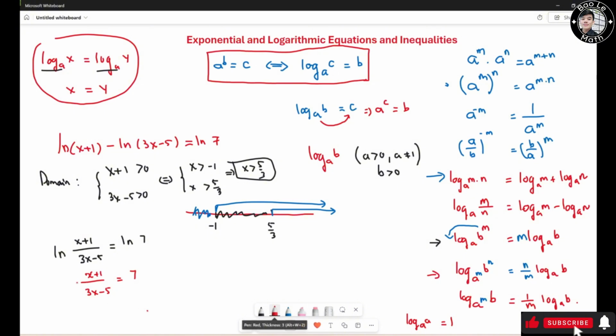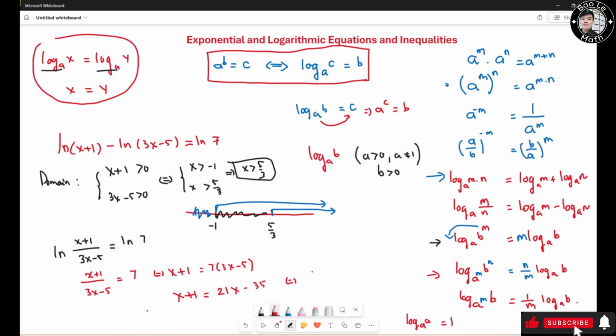Alright, I need to multiply both sides by 3s minus 5. So it turns out to be s plus 1 equals 7 times (3s minus 5). I know that 3s minus 5 is not equal to 0 because the domain right here guarantees that 3s minus 5 is greater than 0. So then I just distribute the right hand side. So it could be s plus 1 equals 21s minus 35.